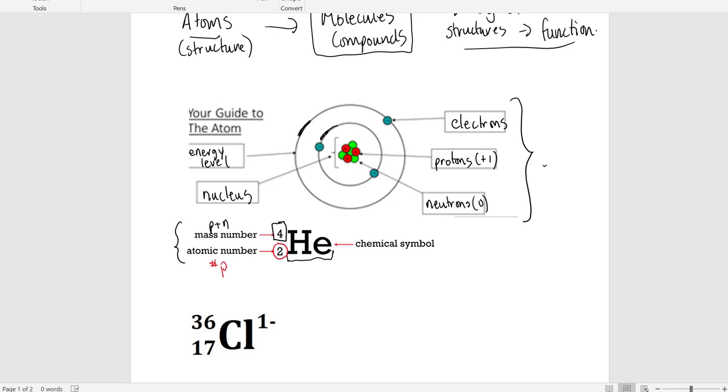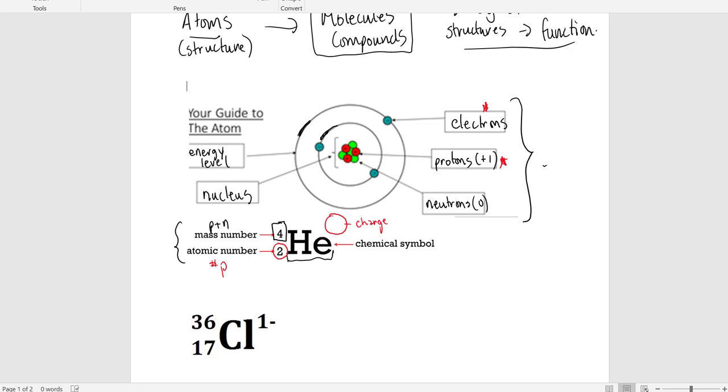Now, what's not shown for this isotope of helium, or over here, there's no number, and that means that there's no charge to this helium, right? But if there was a charge, we would see that charge here. And we're going to talk about that because that charge is related to the number of protons and electrons that exist. So let's look at this atom here and let's count how many protons do we have.